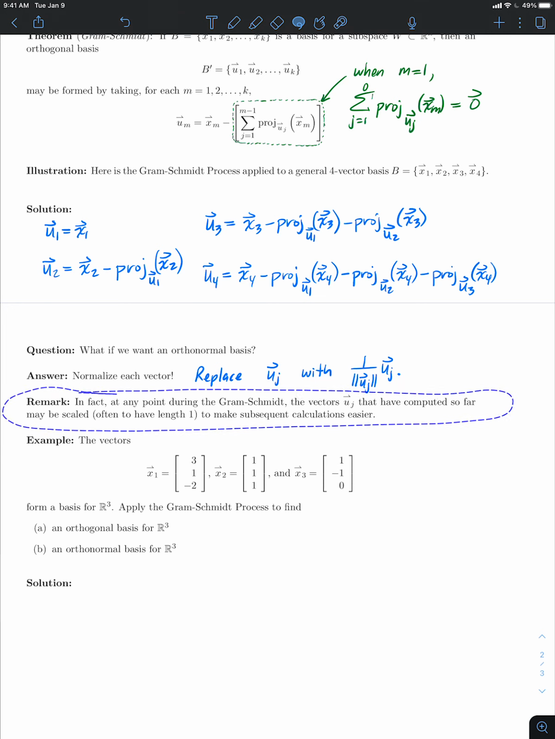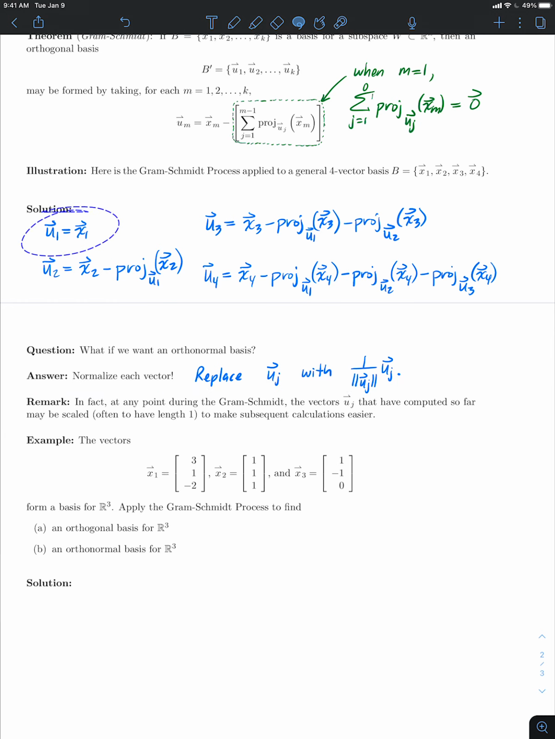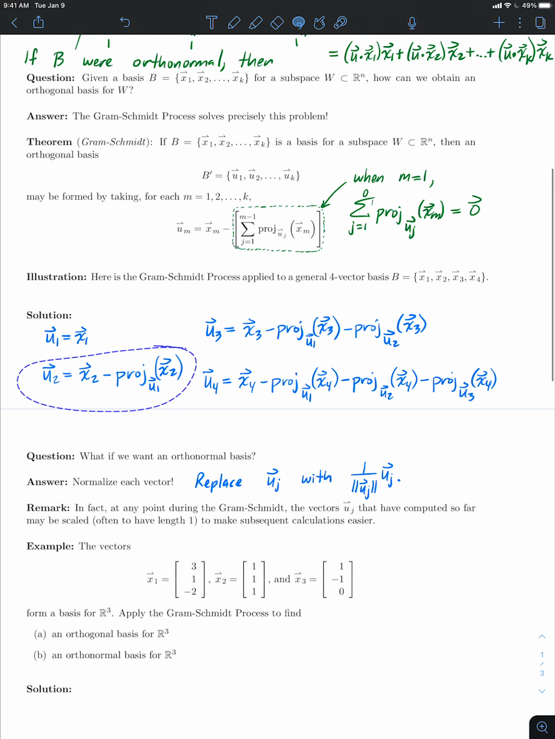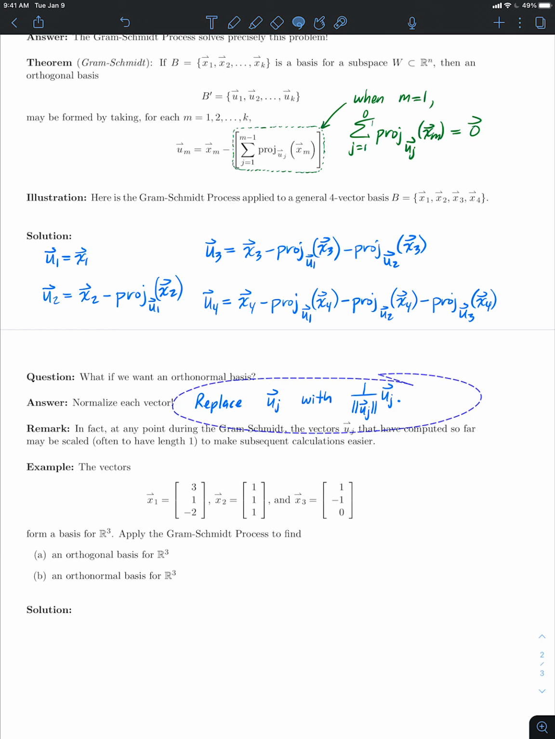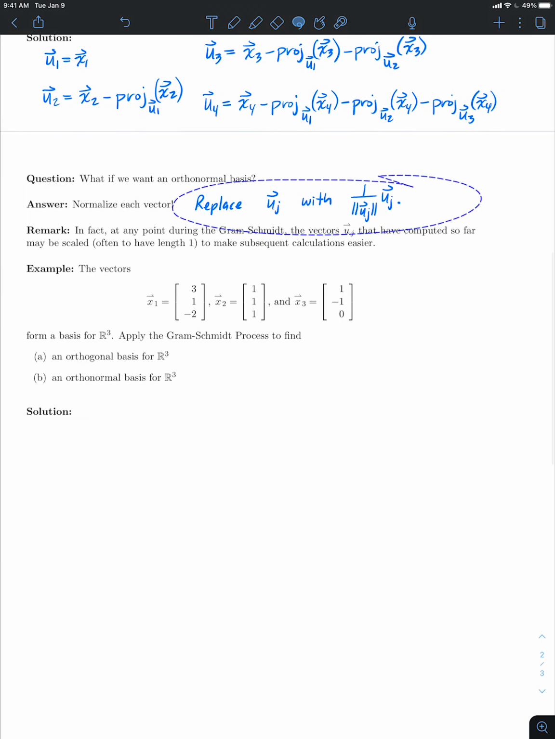You could, at each point, right after I set u1 equal to x1, say, okay, now let it be 1 over the norm of x1 times x1 and scale its length so it's 1 right off the bat. And then I could do the same thing with u2 right after I compute it. Or maybe I don't want to. It's totally up to me, because the way we stated the Gram-Schmidt here will just take you to an orthogonal basis. If you want to turn it into an orthonormal basis, you can just do this step at the end for each vector. Okay, let's look at an example.